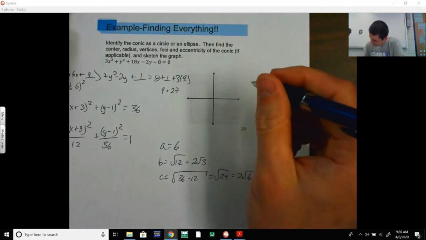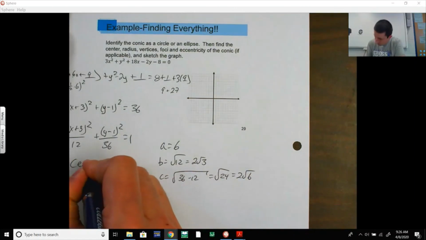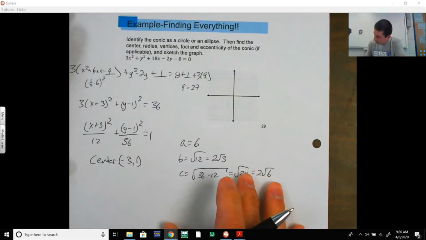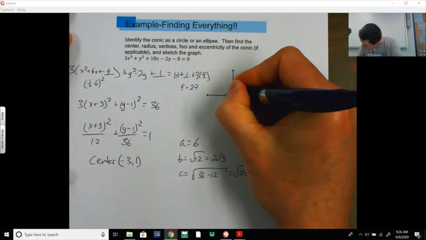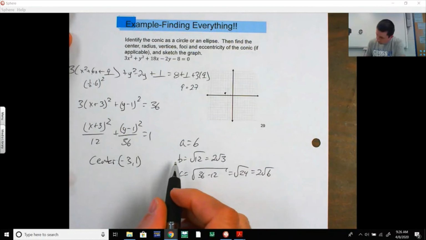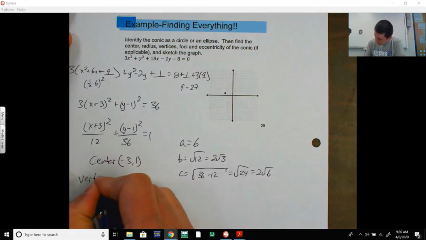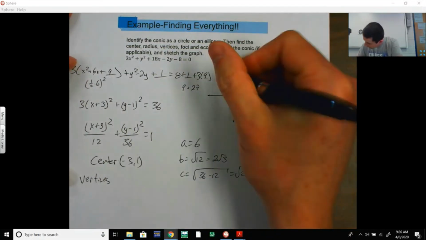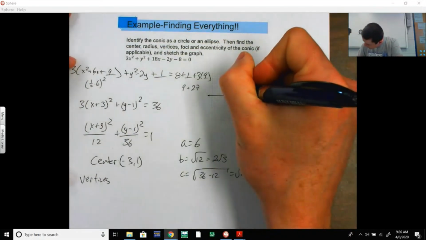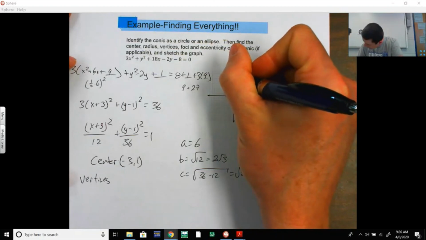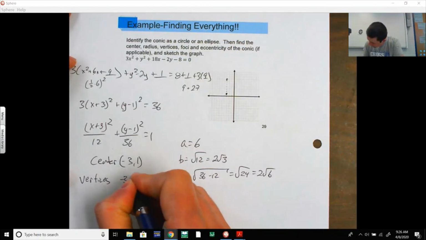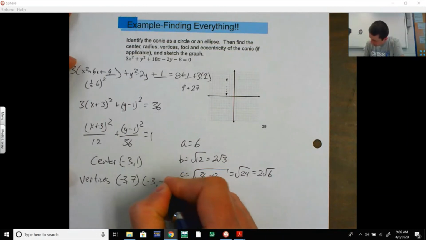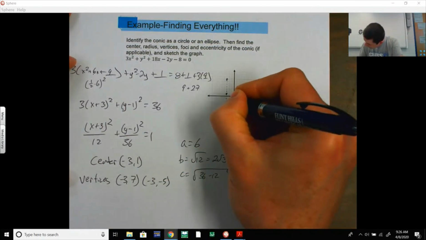So sketching that, here are my final answers. Center is at negative 3, 1. So 1, 2, 3, 1. So my vertices, if A is 6 and I am vertical because my larger number is underneath my Y, I have to go 6 units up. 1, 2, 3, 4, 5, 6. So that'd be negative 3, 7. 6 units up, and 6 units down. So negative 3, negative 5 would be the other one. 1, 2, 3, 4, 5.